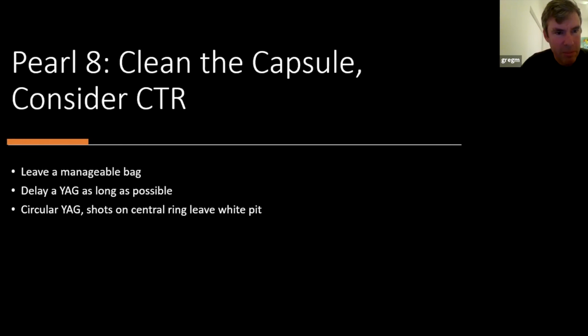So leave a manageable bag for two reasons. Firstly, you might have to go back in and get the lens out. Secondly, you might have to do a YAG capsulotomy in these patients. It's not a fun experience.